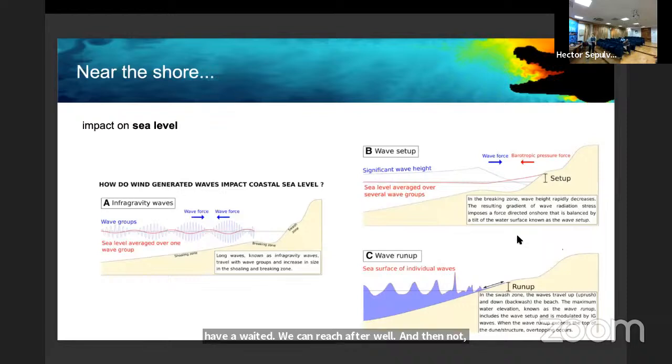And finally, there is wave run-up. This is really the motion of the waves up to the shore, specifically of each individual wave.